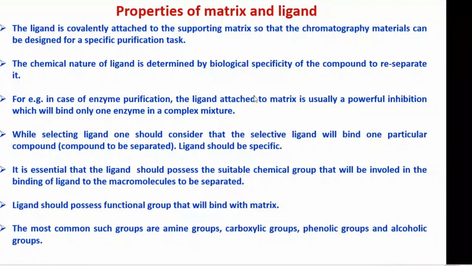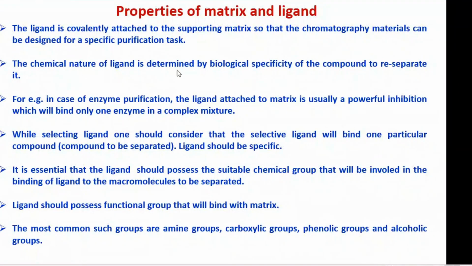So when the ligand is biologically specific, the chemical nature of the ligand is determined by the biological specificity of the compound, and the two are re-separated. So we have to be very sure that this molecule is not separated because of the conversion of the ligand molecule into products. Okay, so the chemical nature of the ligand is determined by the biological specificity of the compound, and to re-separate it so that you can use it.